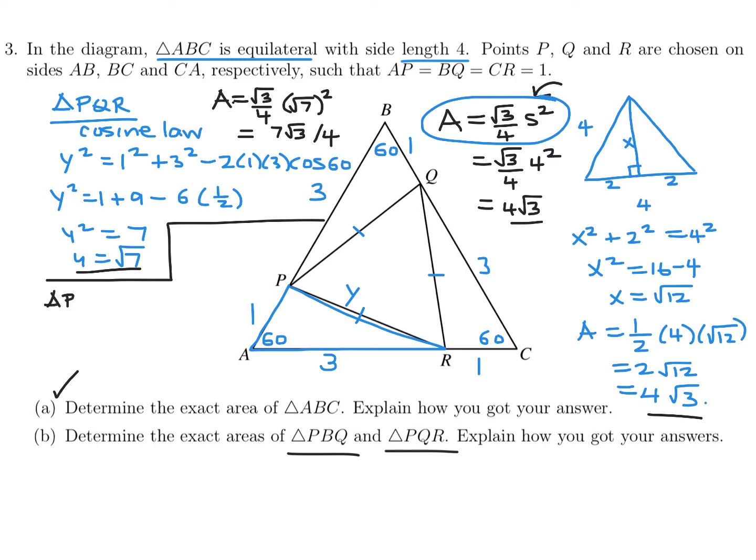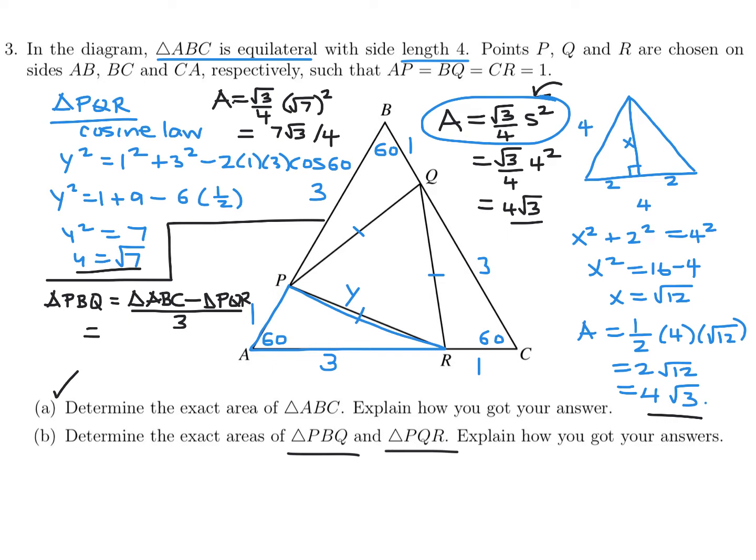Triangle PBQ is going to be the big triangle ABC, minus the one we just figured out, which was triangle PQR. And then you have to divide by 3, right? Because PBQ is just one of those three guys. Yeah, and they're all equal. I got it. Okay, so that should be easy.